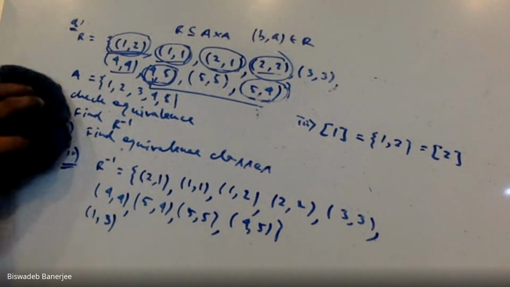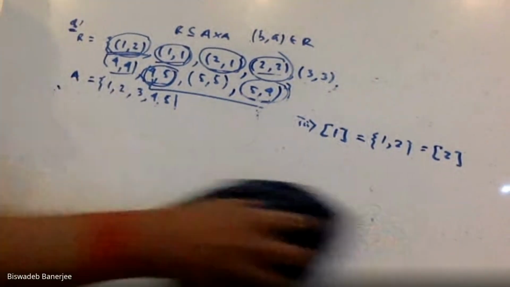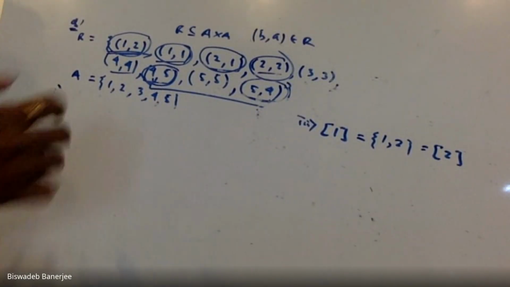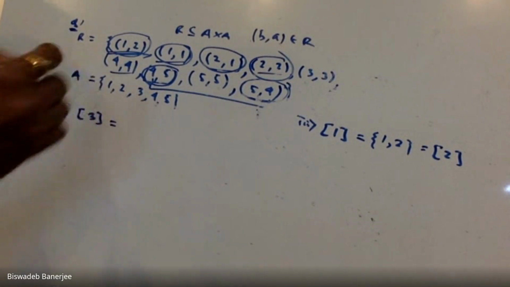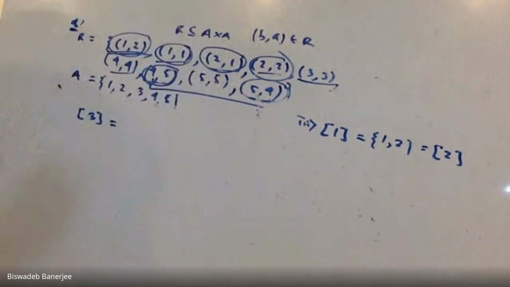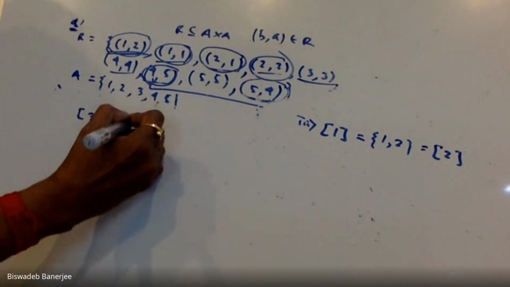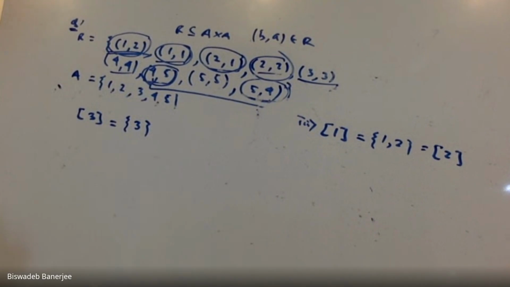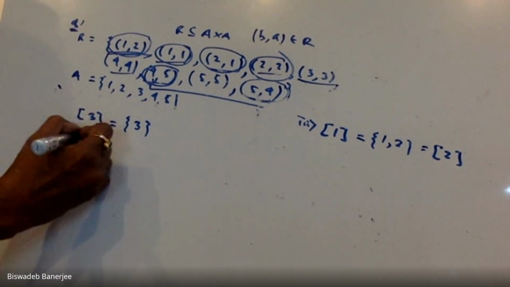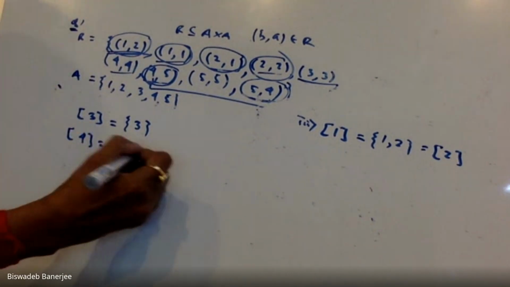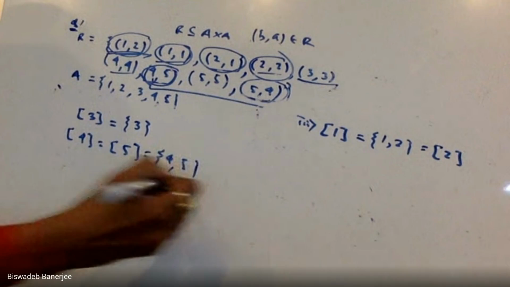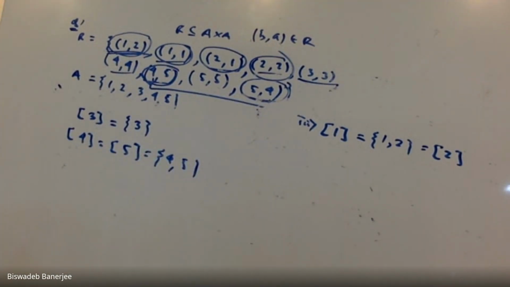Done? Okay. Then what is the equivalence class of 3? You can see that 3 is related with itself only. A selfish element. It is related with itself, not with any other. That is why selfish element. So the equivalence class of 3 is only {3}. Similarly, you can easily check the equivalence classes of 4 and 5 are equal, they are {4, 5}. So like this, you can find out equivalence classes.